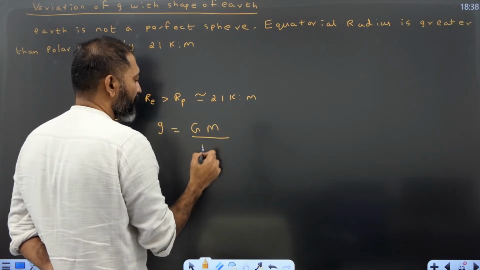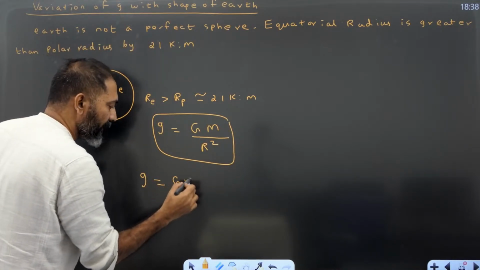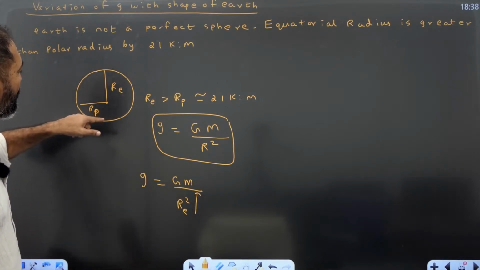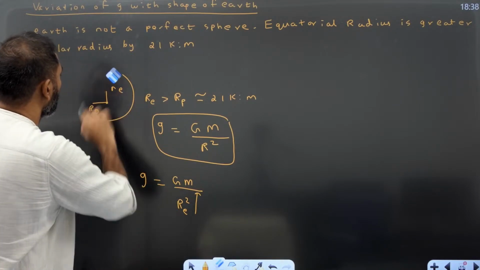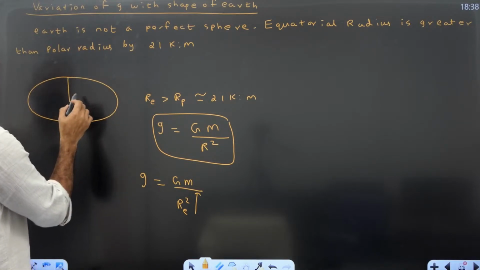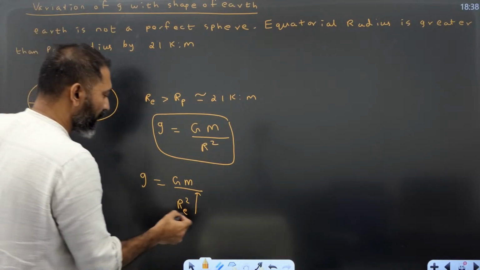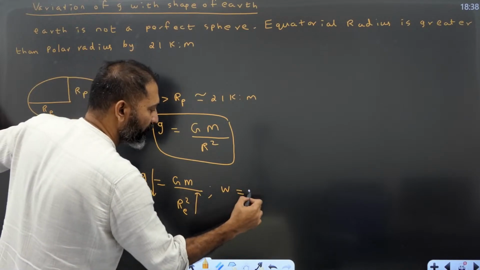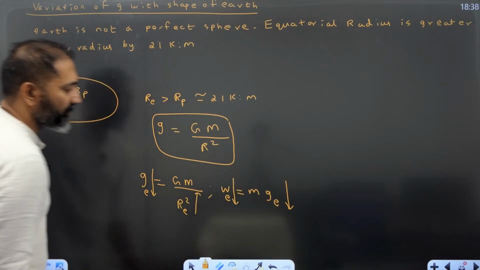GM by r square, which is a standard formula. So gravity at the equator means what? GM by equatorial radius square. This is equator, this is poles. So equatorial radius is greater, so gravity at equator will be what? Lesser. We know that weight equal to mass into gravity. When gravity at equator becomes lesser, weight at equator also becomes lesser.